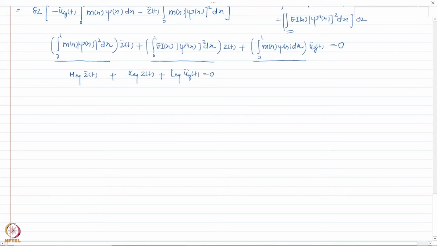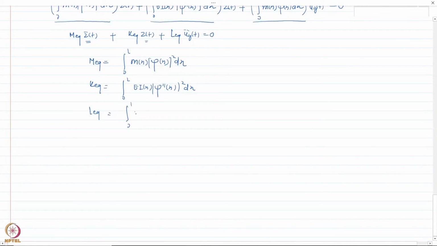And this is somewhat familiar to you from the expression of a single degree of freedom system, where I have a second order differential equation in z, the generalized coordinate z, and that is what I need to solve, where m equivalent for this system is this expression here, and the k equivalent is EI(x) times phi double dash (x) squared, and then I also have L equivalent, which is integral 0 to L, m(x) phi(x) dx.